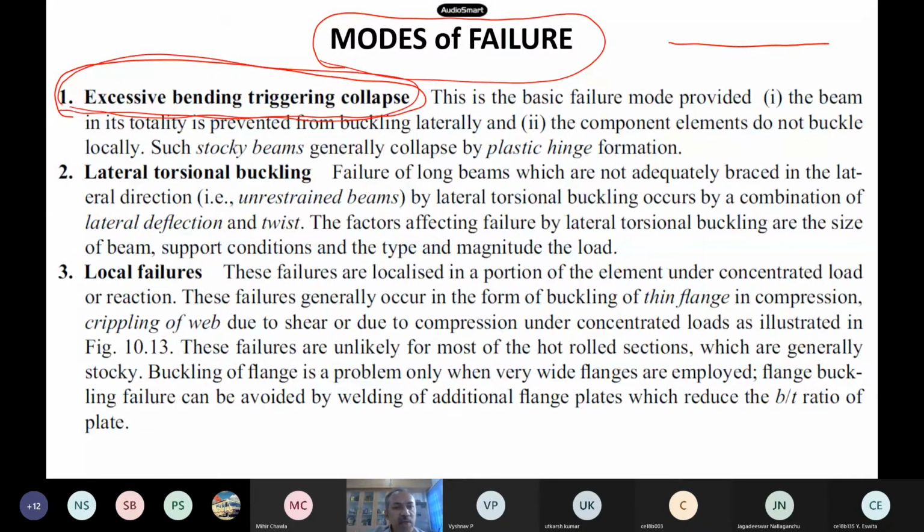Another type of failure that happens in beams is lateral torsional buckling. We will come to this after some time. Then we have what we call local failures also. So these are basically the three modes of failure for beams. We will discuss this step by step.